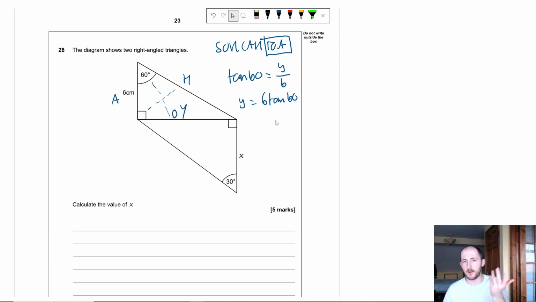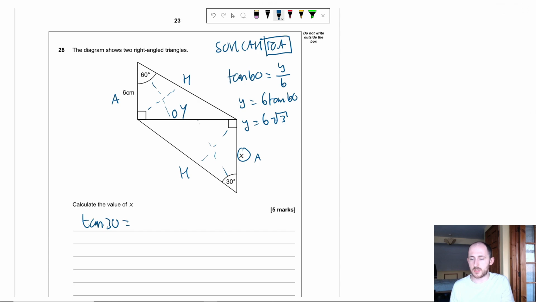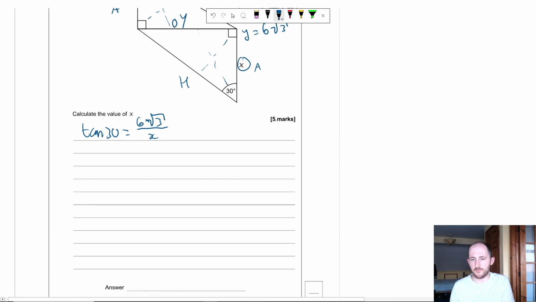Now, hopefully you remember that tan 60 is one of the values of trig that you need to know. And it is indeed root 3. Okay, so now looking at x here, again label up the sides, we have the hypotenuse, we have the opposite, so that's still O, and this is the adjacent. So we're using TOA again, however we have tan 30 equals the opposite side, which was 6 root 3, divided by x. So if I rearrange this quickly, we get x tan 30 equals 6 root 3.